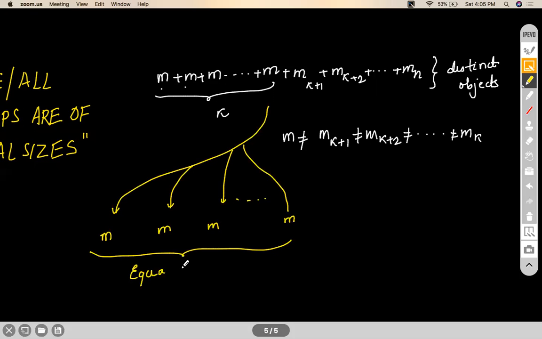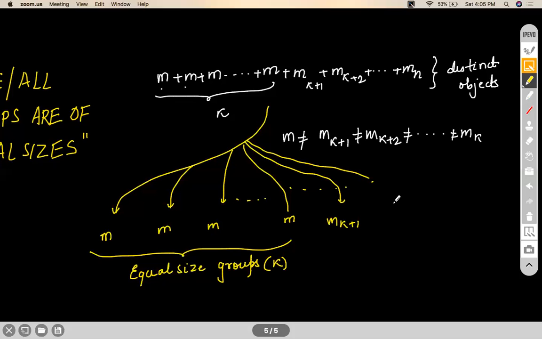Equal size groups, and they are k in number. And the other ones will have, let's say, mk plus 1, mk plus 2. They are all unequal size groups. So these are all unequal size groups.